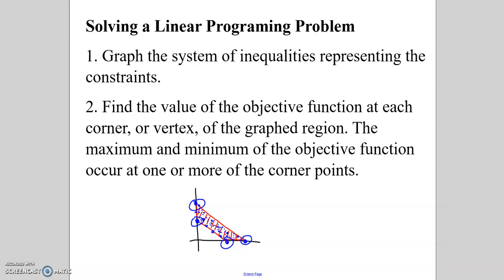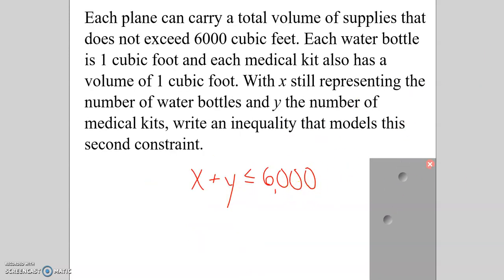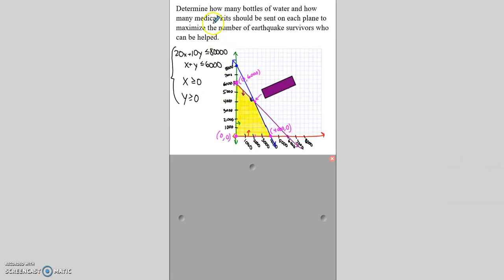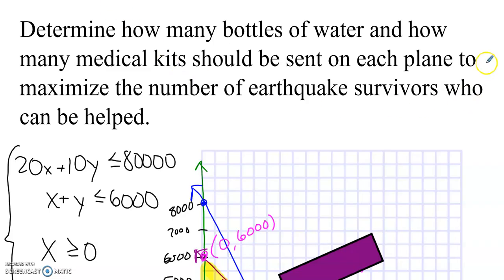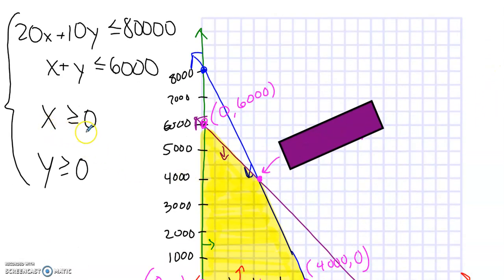So what I'm going to do is take these constraints and graph them. There are two other constraints I want to graph, though, and these are called real world constraints, and that is the fact that I can't have negative medkits or water bottles. So that will often be the case, as your two variables need to be greater than or equal to 0 when you're dealing with real world numbers.